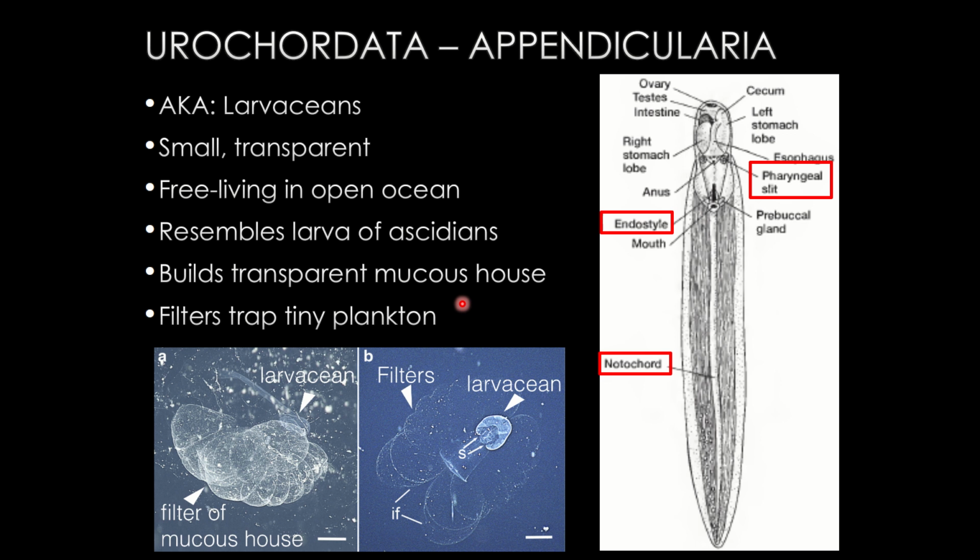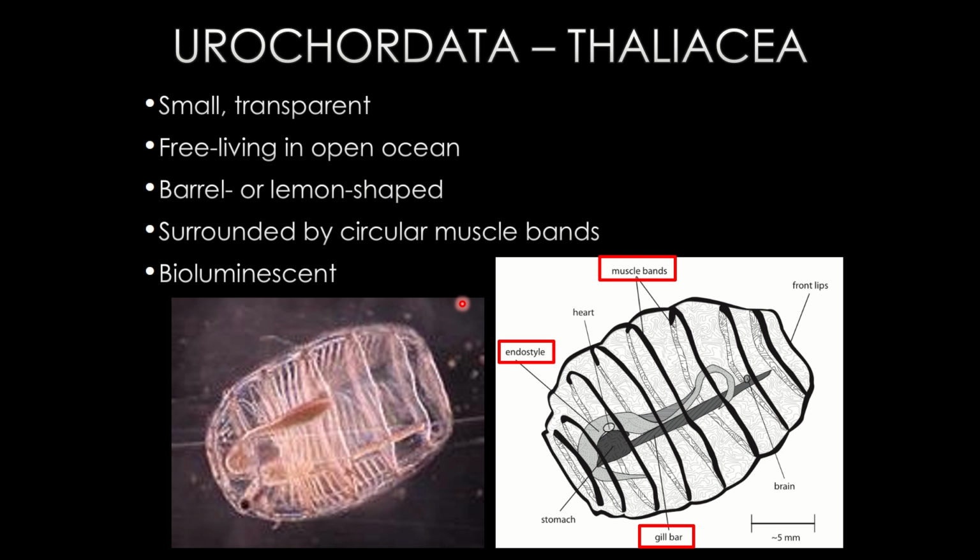Okay, then the last of the Urochordata group is the Thaliacea. They are also small and transparent, free living in the ocean as well. Barrel or lemon shaped, surrounded by circular muscle bands. These guys are bioluminescent. Wow, that's pretty cool. Do you know what bioluminescence is? Anybody know what bioluminescence is?